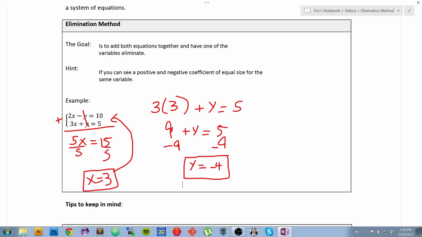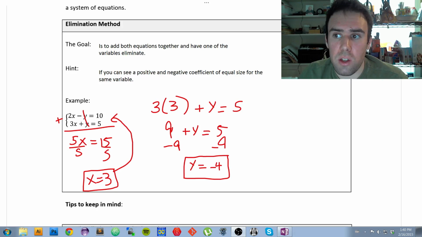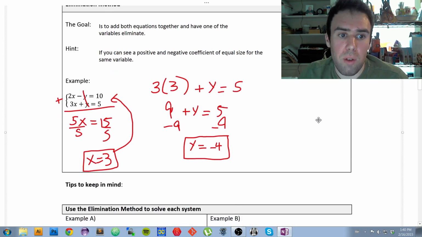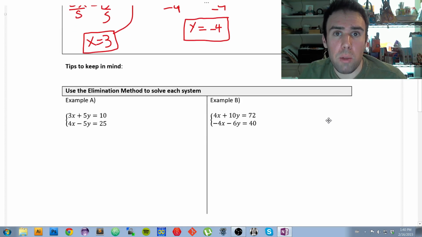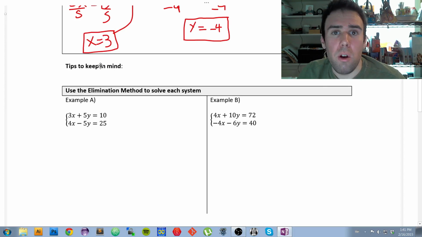So that right there is the elimination process. We eliminated one variable by adding the two equations together, and once we found that variable, we plugged it back in to solve for the second variable. Tips to keep in mind, as I was saying before, you want to figure out which variable is going to eliminate, and you're going to do that by looking for a positive and negative coefficient of the same size. So looking down here at example A, I can already tell the y's are going to go away again.